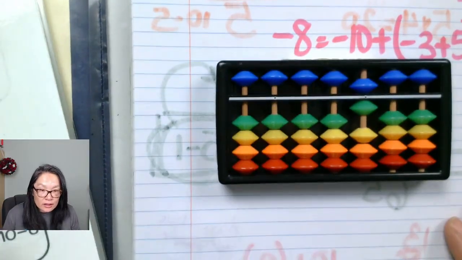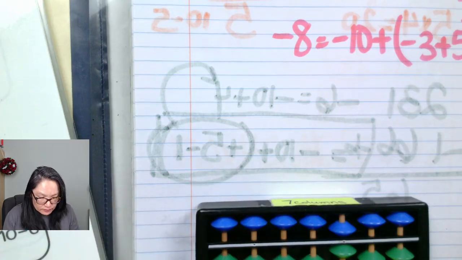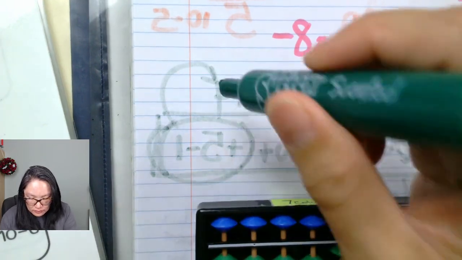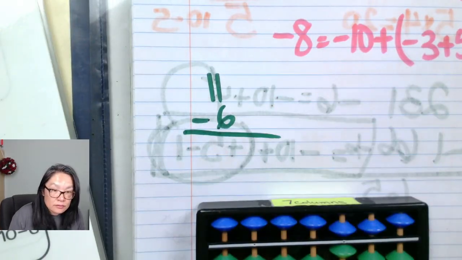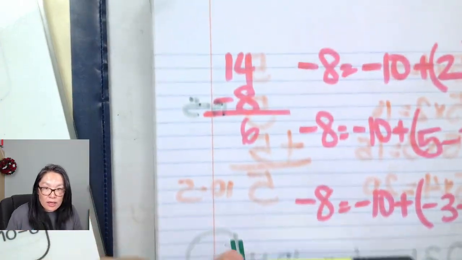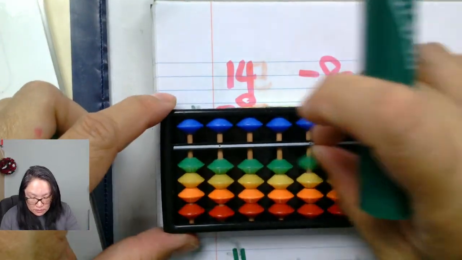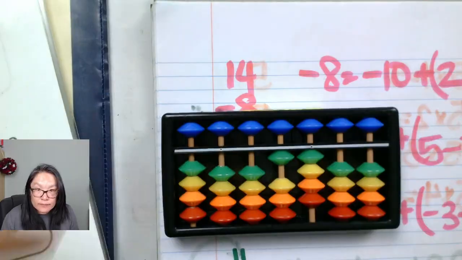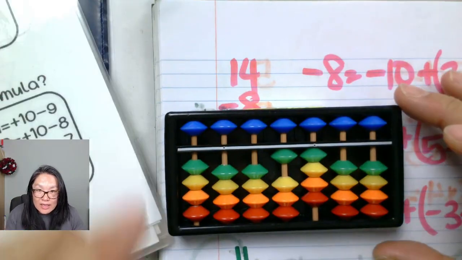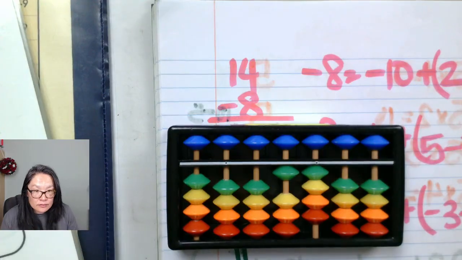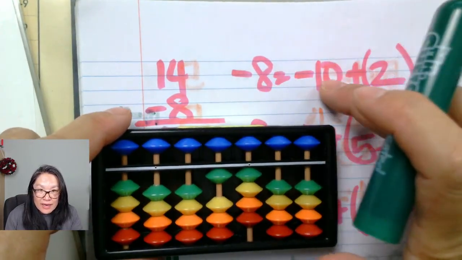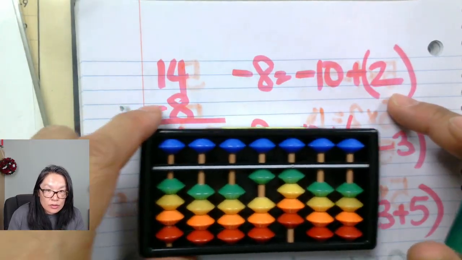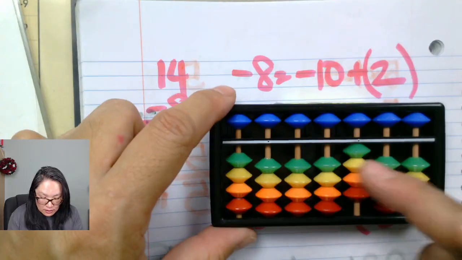We'll do 11. We could do 11. 11 minus 6. Can you show that 14 again? Yeah. 1, 4. I want to take away the 8. To take away the 8, this is my formula. Minus the 10 plus the 2.